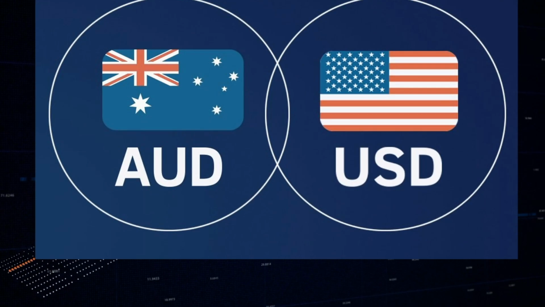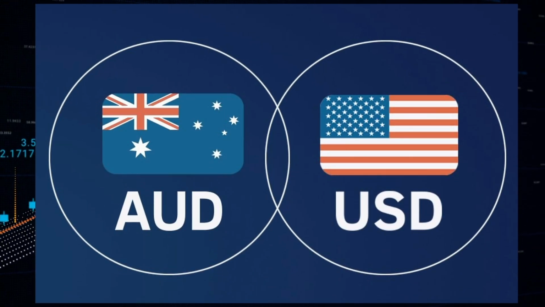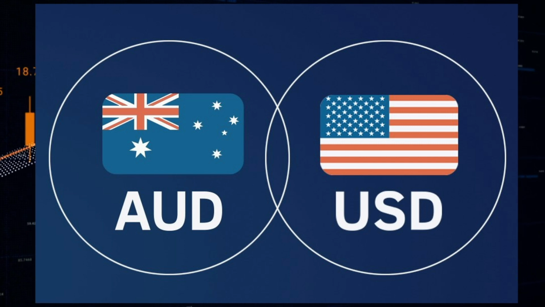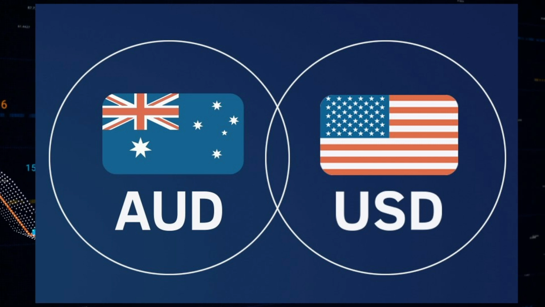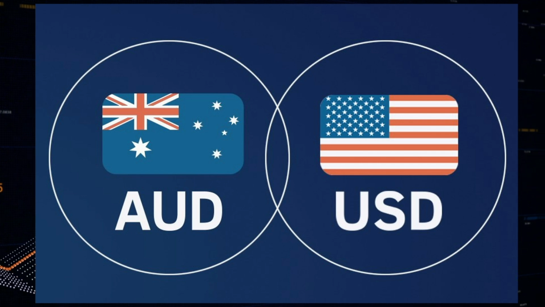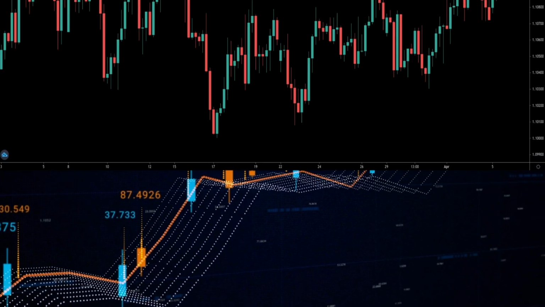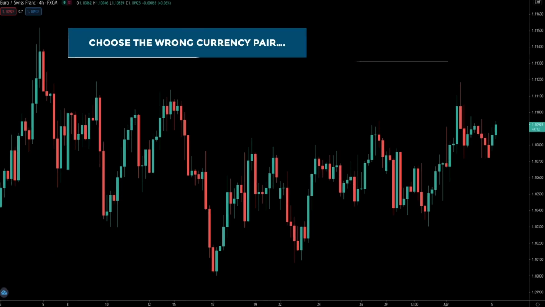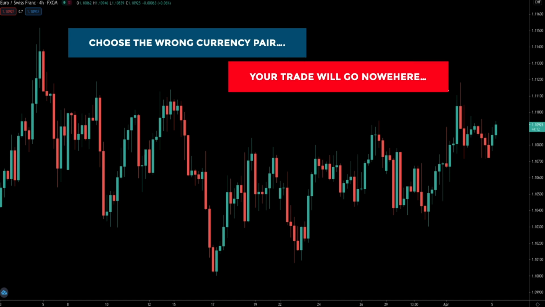You want to pair a strong currency with a weak currency. That's how you get the highest probability setup and a trade that can potentially make you a lot of money. Choose the wrong currency pair and you will see your momentum trade going nowhere. And hey, a momentum trade is supposed to show you green right away.